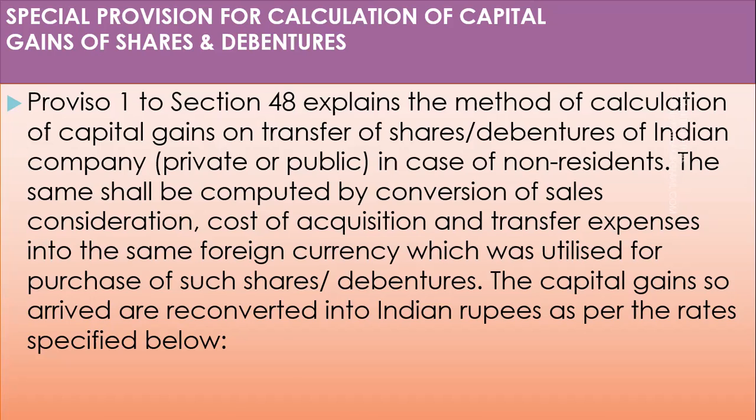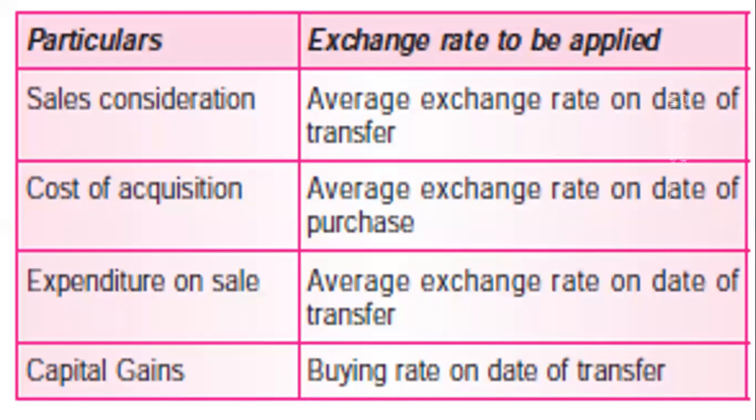I have given the computation sheet later on this, so we may work on that also. Sales consideration, TTBR on the date of sales, date of transfer; cost of acquisition, average exchange rate on the date of purchase; expenditure on sales, the rate on the date on which the transfer took place, either expenditure rate on purchase or sales. Capital gain would be considered at the buying rate on the date of transfer. Clear, the date on which I sold it would be considered.